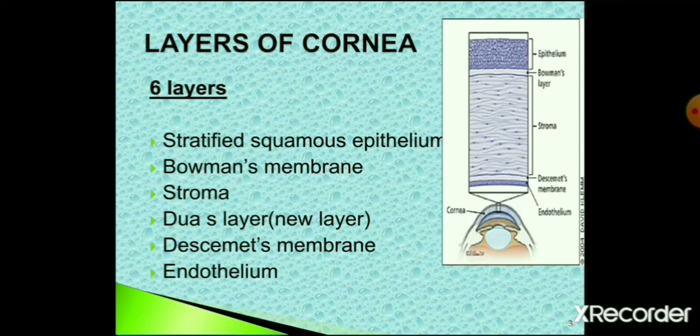Now we'll pass on to the layers of the cornea. There are 6 layers: stratified squamous epithelium, Bowman's membrane, stroma, Dua's layer or the new layer, then Descemet's membrane and endothelium. These are the 6 layers, out of which Dua's layer is the new layer.